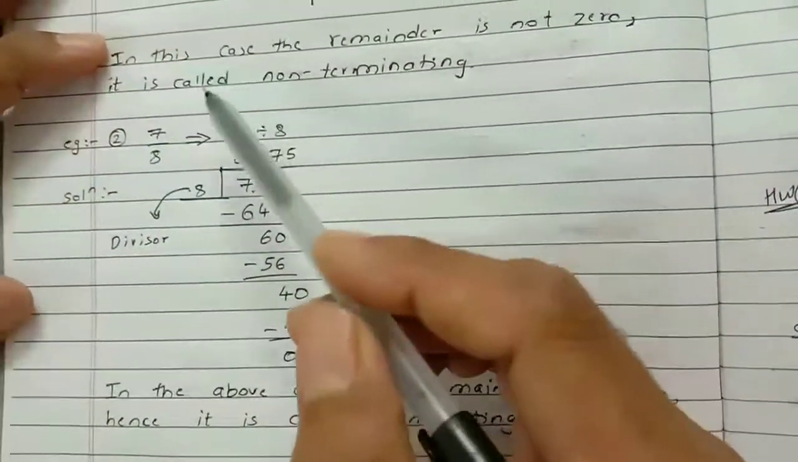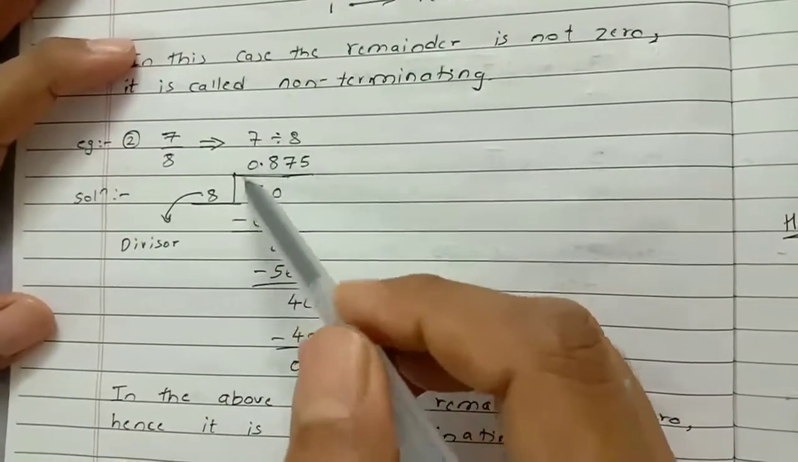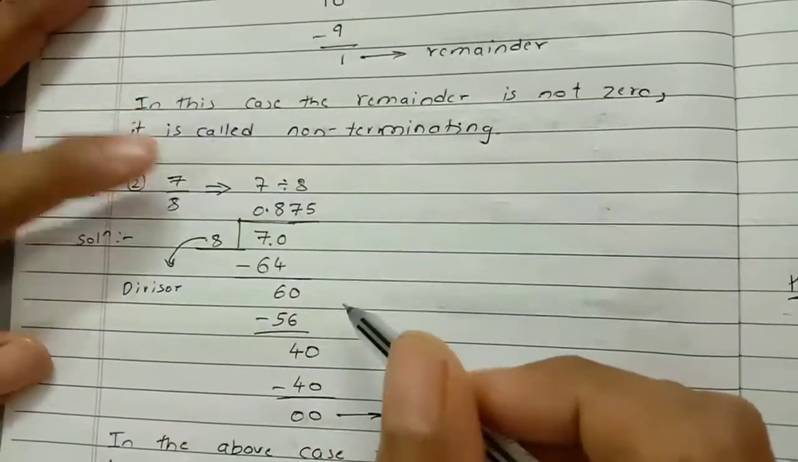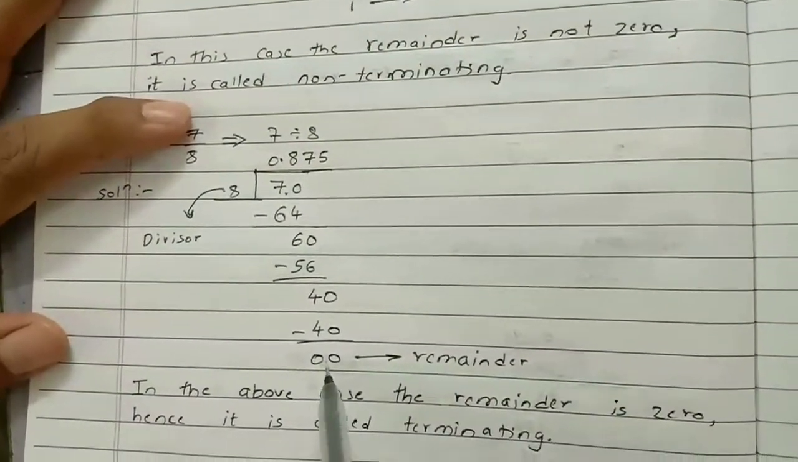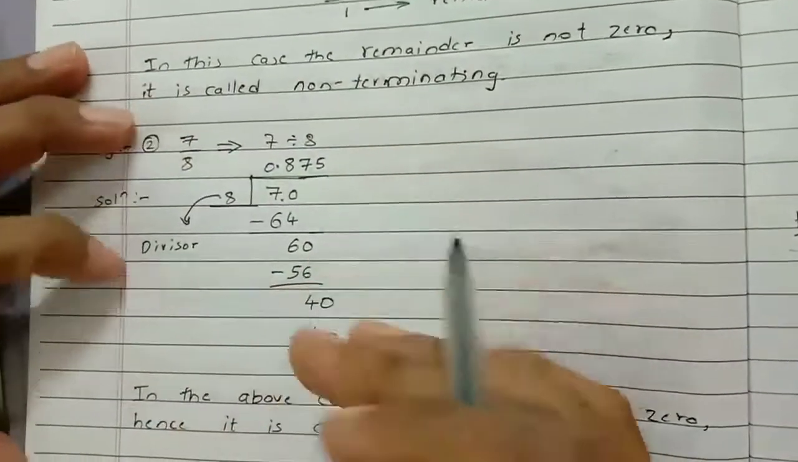So we will take a second example, 7 by 8. Dividing 7 by 8, we get 0.875, where the remainder is 0. Since it has terminated, it is called terminating.